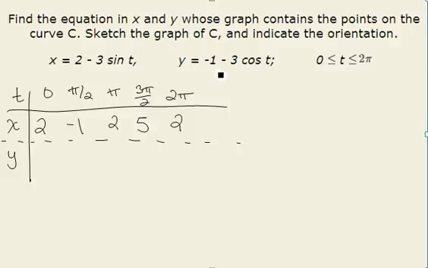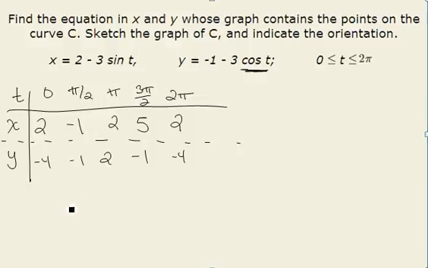If we go to our y function, we notice that at pi over 2 and 3 pi over 2, cosine takes a value of 0. Therefore, we get negative 1 minus 0, which is negative 1, at t equal to pi over 2 and 3 pi over 2. At 0 and 2 pi, the cosine takes on a positive 1. Therefore, we have negative 1 minus 3, or negative 4. And finally, at pi, cosine of pi is negative 1. Therefore, we'll have negative 1 minus 3 times a negative 1, or negative 1 plus 3, giving us a positive 2.